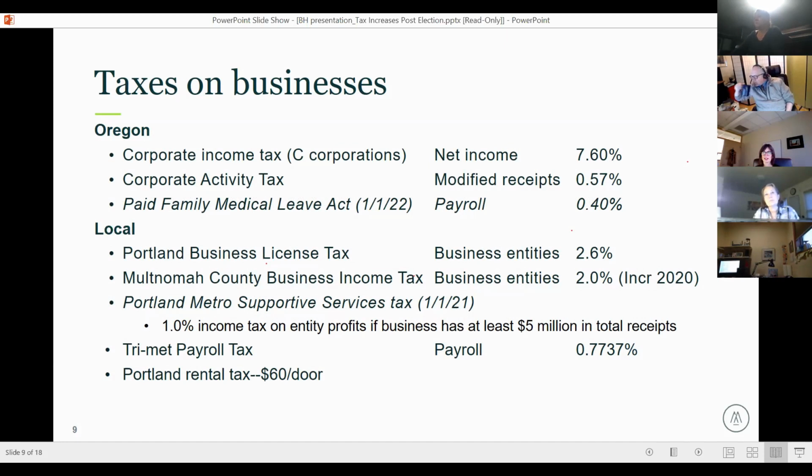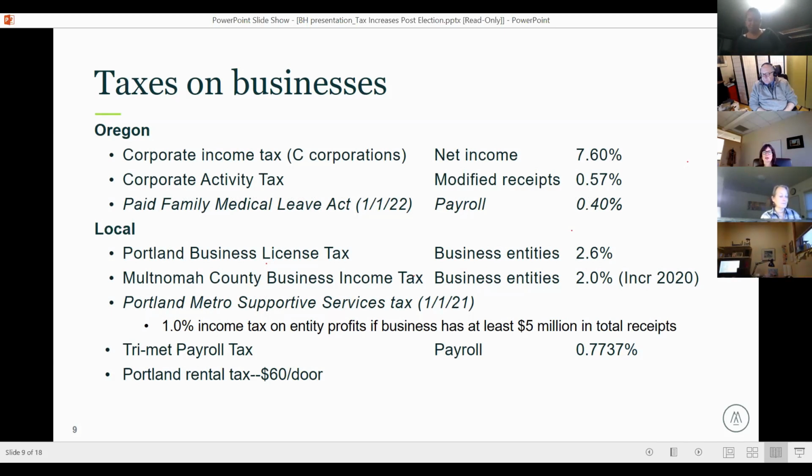The corporate activity tax, which is on not just corporations but all businesses, is a modified gross receipts tax. The Paid Family Medical Leave Act is kicking in January 1, 2022. That often does not show up on lists of Oregon taxes because, when you look at the activating statute, it is classified as a contribution rather than a tax, because it's a contribution to a fund to pay benefits under the Family Medical Leave Act. So you might see it referred to more in that way.